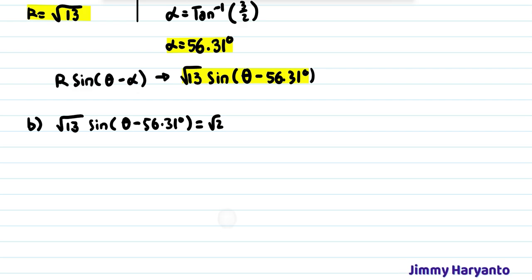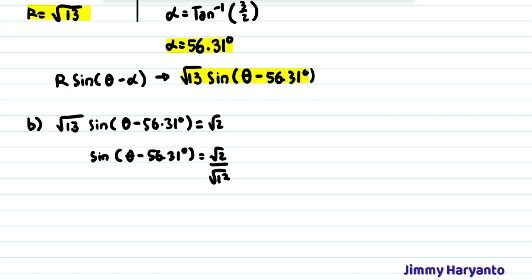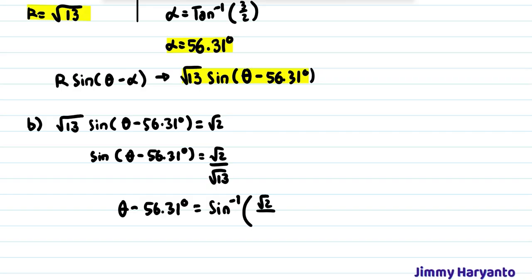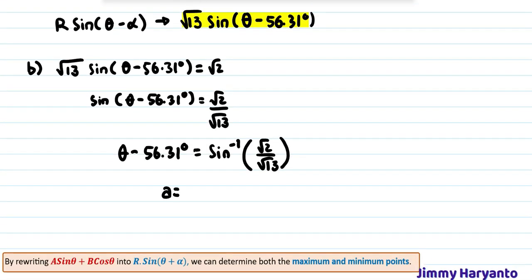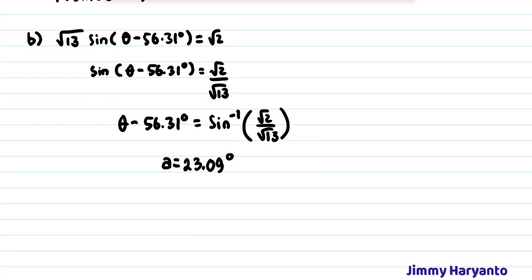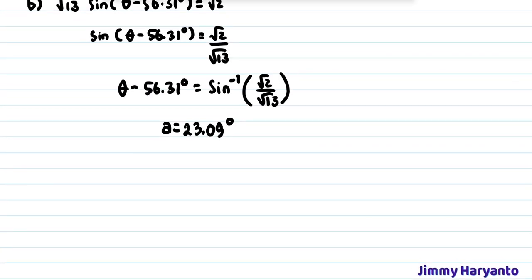So first I want to move the square root of 13, so sine of theta minus 56.31 degrees equals square root of 2 over square root of 13, and then I will move the sine. So I will have sine inverse of square root of 2 over square root of 13. I will use the calculator to find the basic angle. Okay, the basic angle is 23.09 degrees.